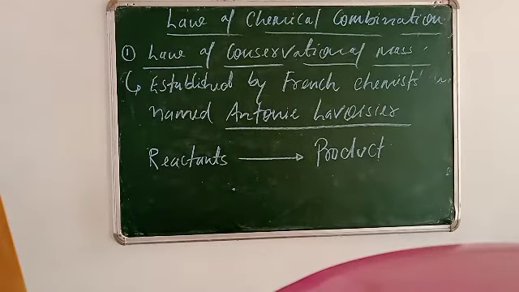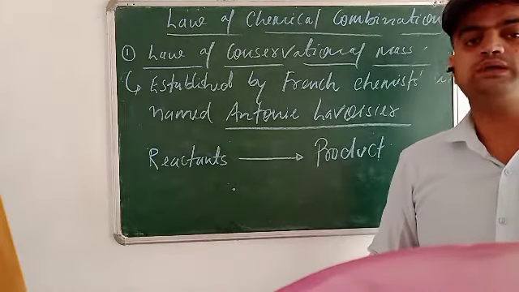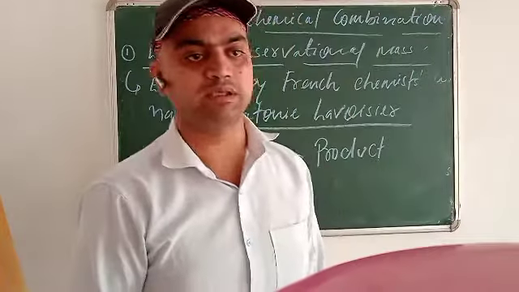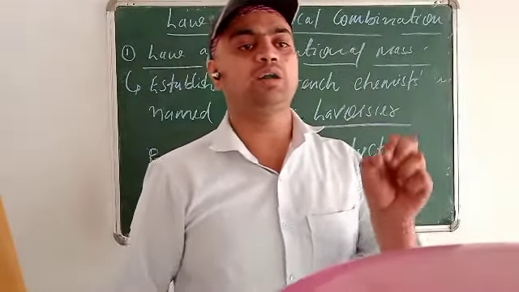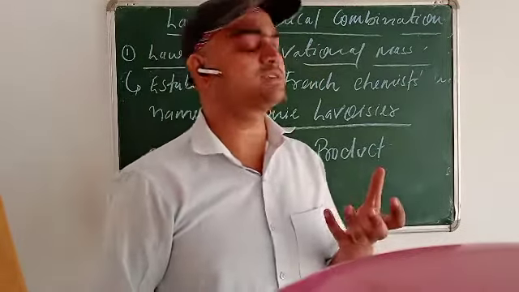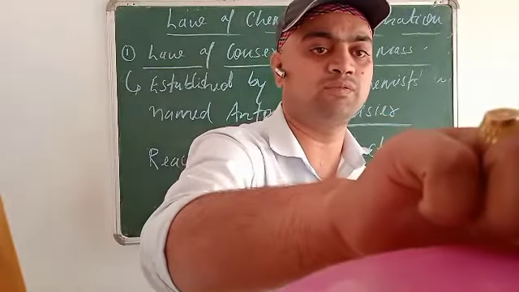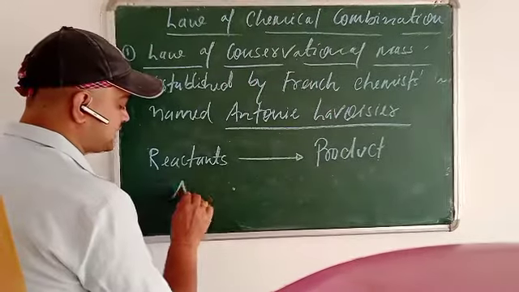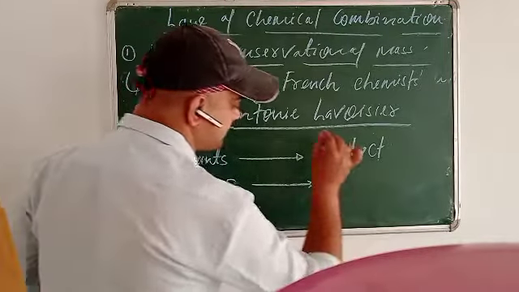Clear? Now, in the law of conservation of mass, it has been stated that when any chemical reaction takes place, there will be no detectable change in the mass of the reactants or the products. That means when any chemical reaction occurs, the mass of the reactants is the same as the mass of the products. That means suppose we are talking about a reaction A plus B, this changes into C. Clear?